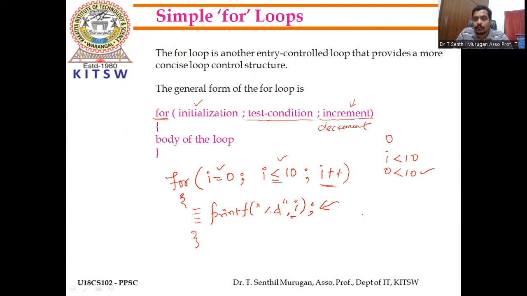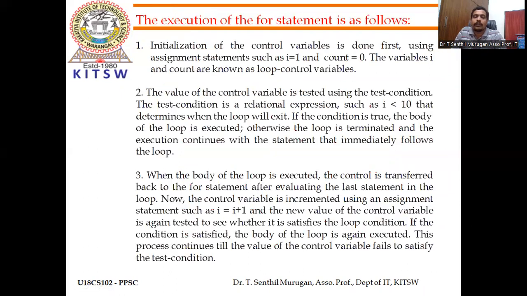So what is the i value? 0. So it will print 0. Then the i value will be incremented by 1. So i equal to 1. So 1 less than 10, condition true. Then enter into the loop. The i value 1 will be printed. Then i will be incremented to 2. Then 2 will be printed. Condition true. Then i is incremented to 3. So up to where? Less than 10. So up to 9, it will print. When the value is incremented from 9, the value is 10. So 10 less than 10, condition fails, then it will come out of the loop. Okay. This is a simple example for the for loop.